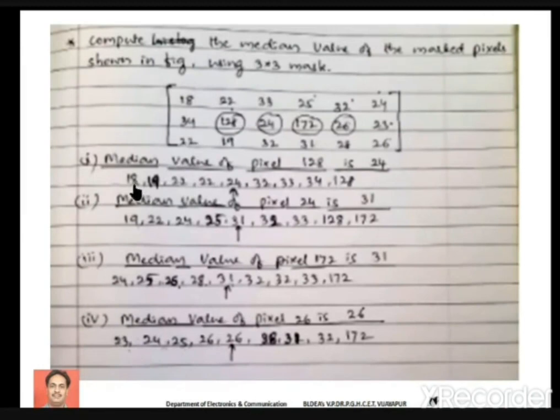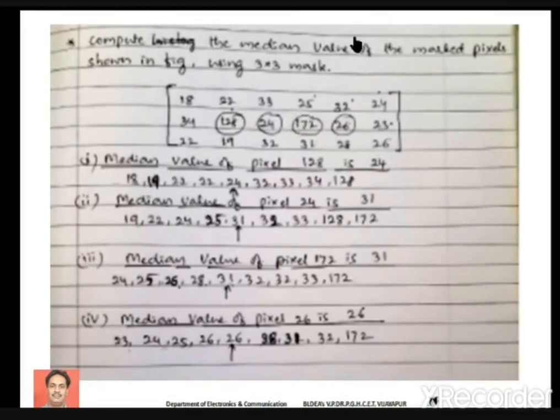Again, the procedure is the same. Arrange the values in ascending order. So the last value indicates the max value, right? In the first case, 128 itself is the maximum value, so we take this 128 as the response and assign it to the same location. Means 128 is going to remain as it is.